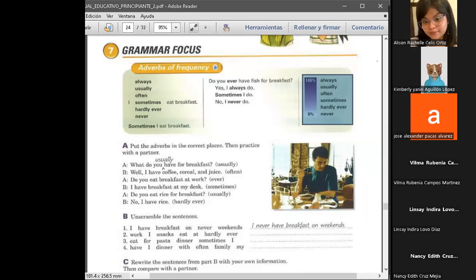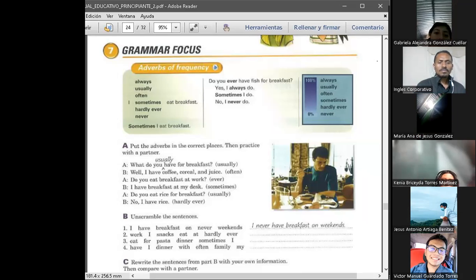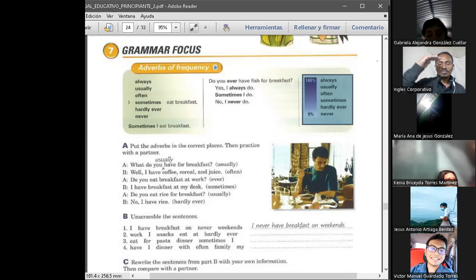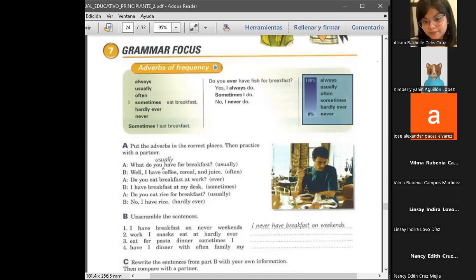Teacher, una pregunta. Y often, ¿qué viene siendo? A menudo. Como decir usual. Okay. In this case, if you notice, you have like always, right? Every day. And then usually, digamos, un grado menos, right? Always, usually. Lo traduciríamos como usualmente. And then we have often, es a menudo. And then we have sometimes, algunas veces. Hardly ever, casi nunca o raras veces. And we have never.